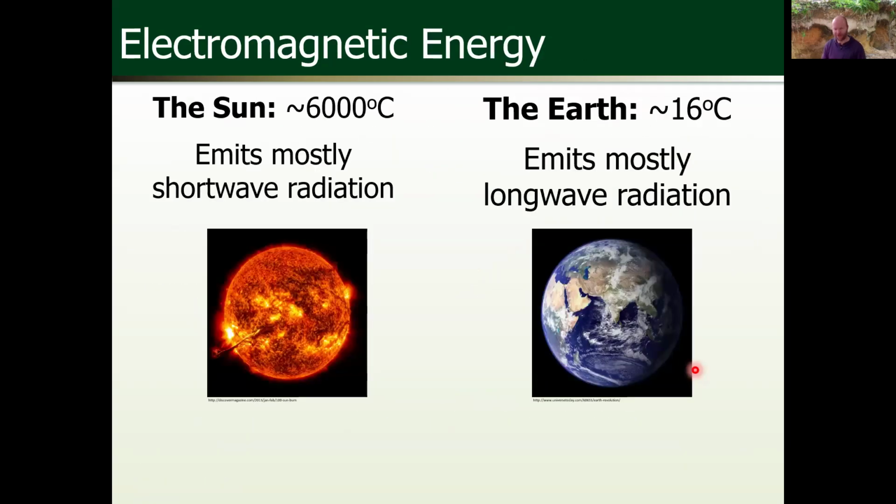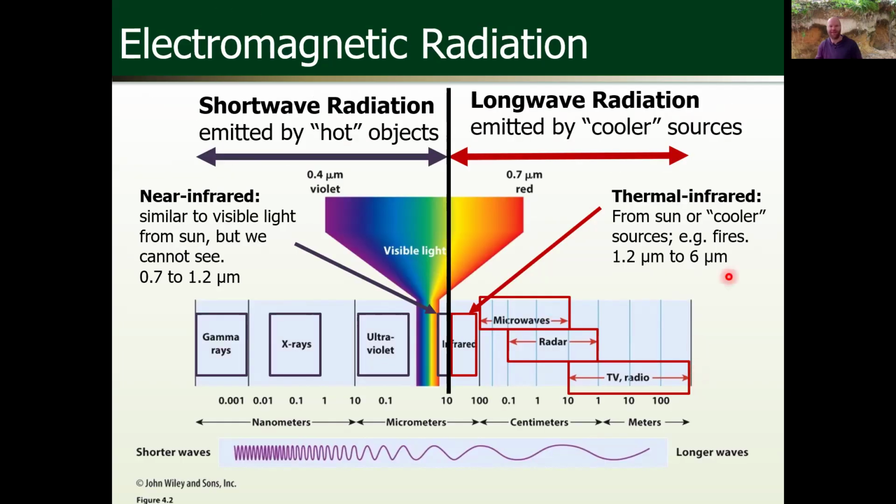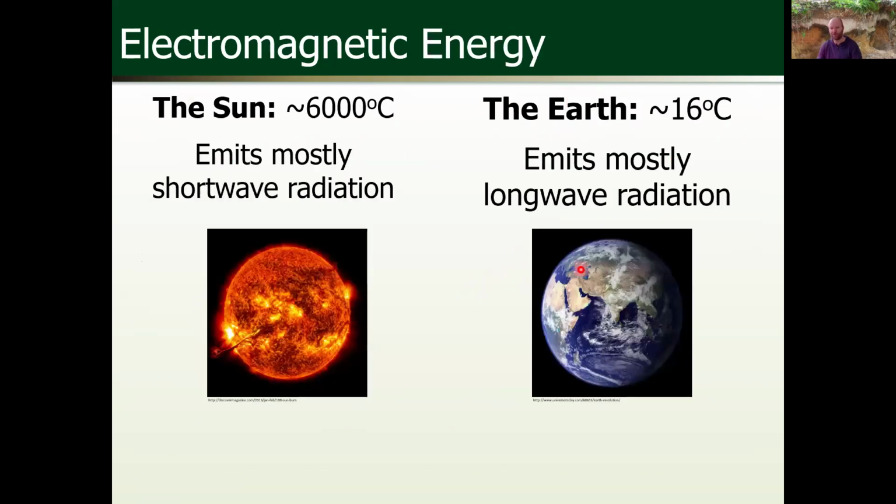All right, so back to our regularly scheduled program again. So here we have shortwave radiation emitted by hot objects, and then we have long wave radiation emitted by cool objects. So now let's think a little bit more about hot and cool objects, knowing that only hot objects here, for the case of this lecture topic, are emitting shortwave and cooler objects emitting long wave.